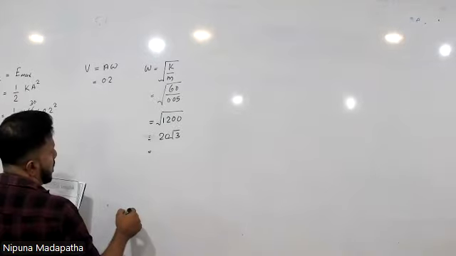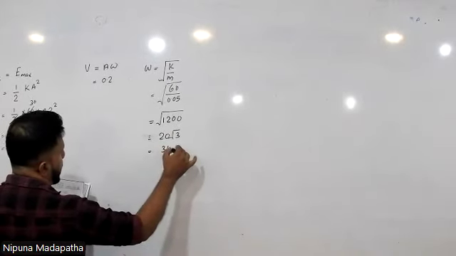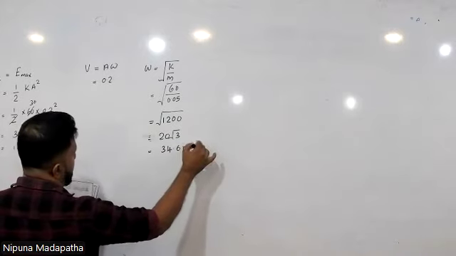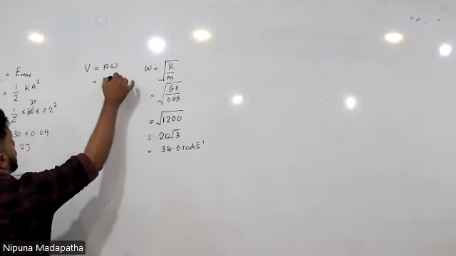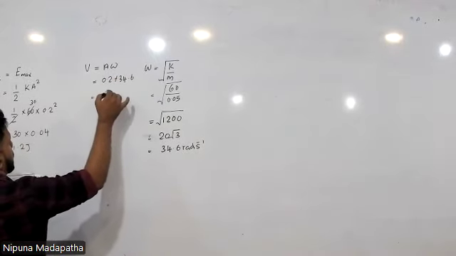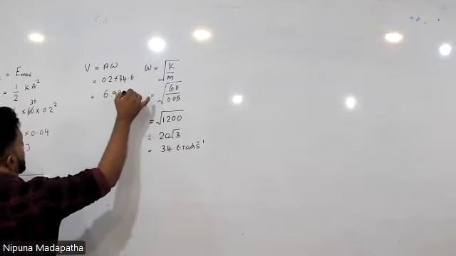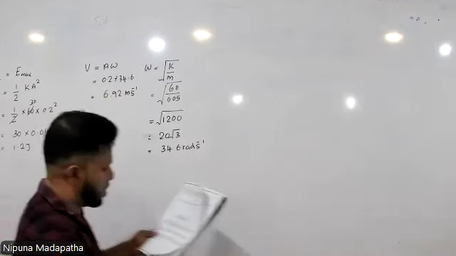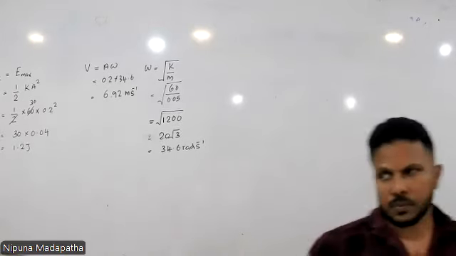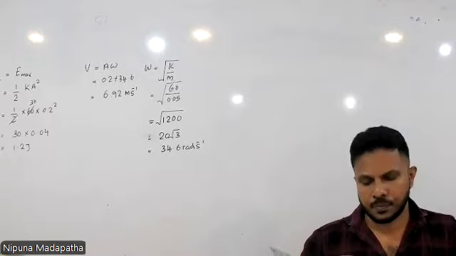Which is, I think, 34.6 radians per second. So the maximum velocity is 6.92 meters per second. Sorry, 6.92.